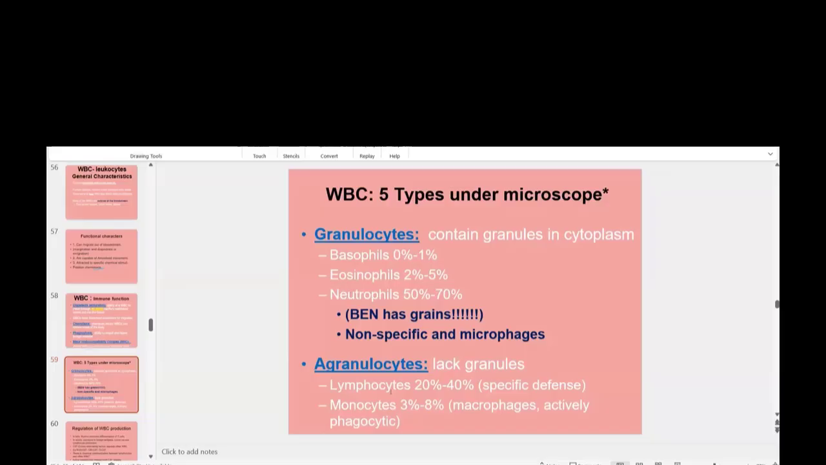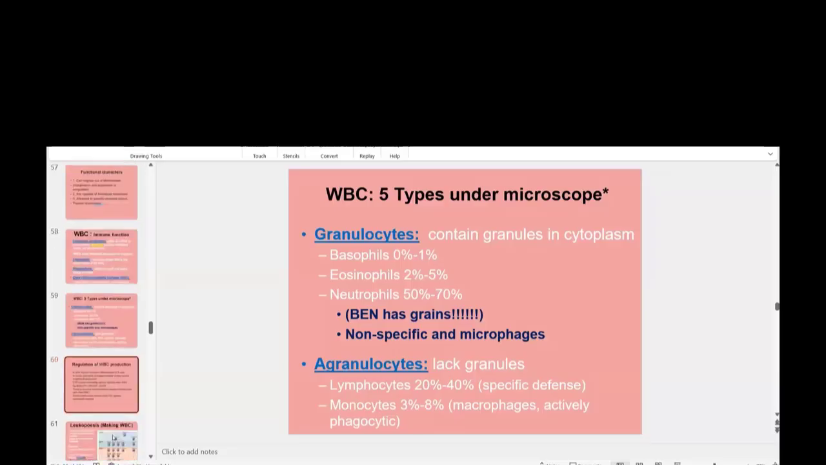But that will come slowly. There's a second line of defense. So these ones will first come and try to attack, and if they fail or if more force is needed, then these will be brought into action. Monocytes are also very deadly. They are big macrophages and actively phagocytic. They very aggressively attack the foreign pathogen.